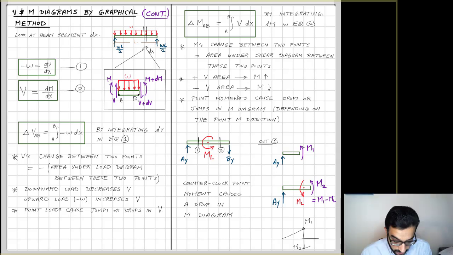So this is how we draw the curve here. If you increase until M1, just before the application of ML, and then once you add ML, you will drop your moment diagram value from M1 to M2. And the difference here is basically ML.